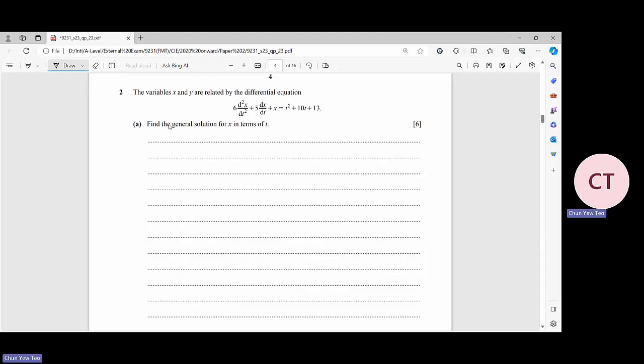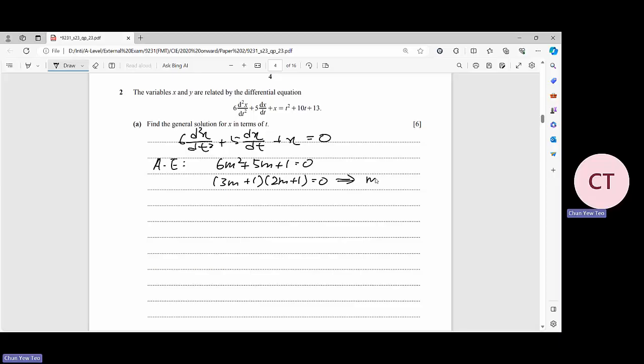Okay, so now we move to question number 2. The variables x and y are related by a differential equation like this, and find the general solution of x in terms of t. So what you need to do at first is take the left-hand side part out and let it equal to 0. Then we make it an auxiliary equation, short form AE: 6m squared plus 5m plus 1 equals 0. Factorize it. This one can be factorized.